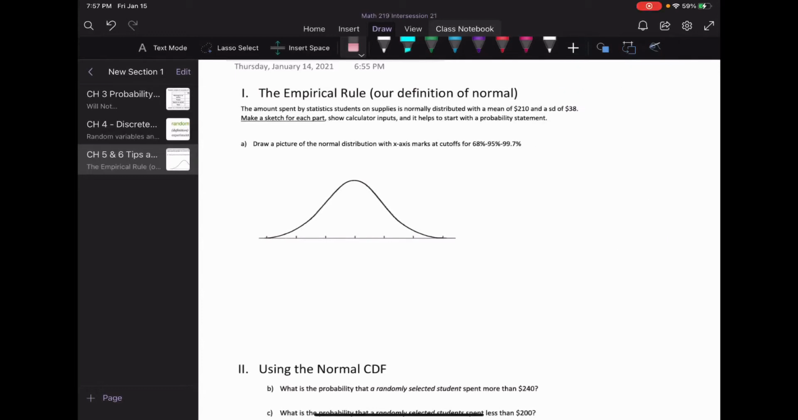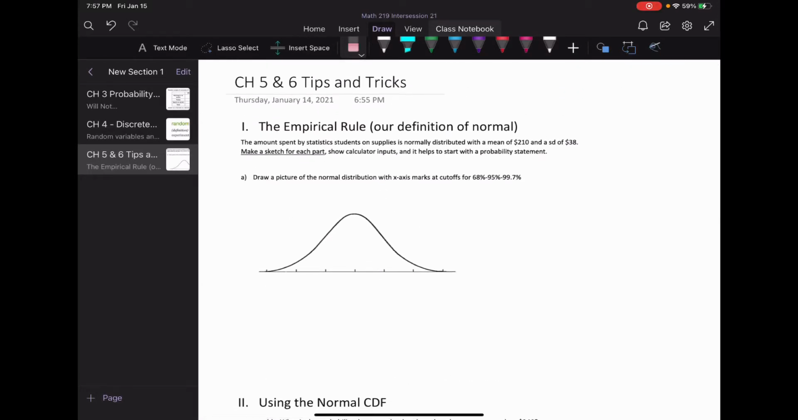Today I want to focus on chapter 5 and 6, tips and tricks. Chapter 5 is on continuous distribution functions, continuous random variables, and chapter 6 introduces us to the most important continuous random variable, which is the normal distribution.